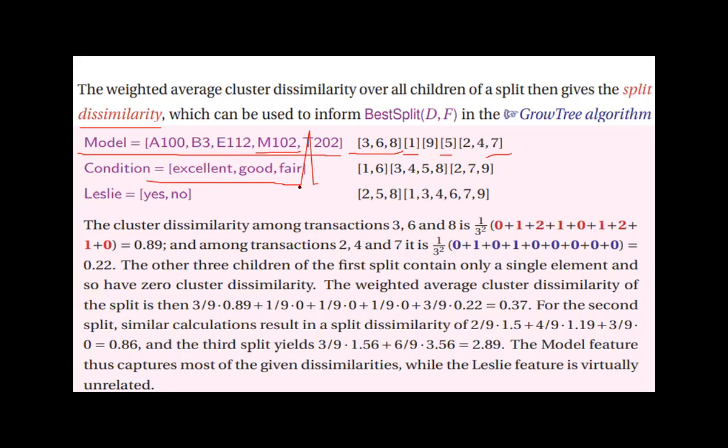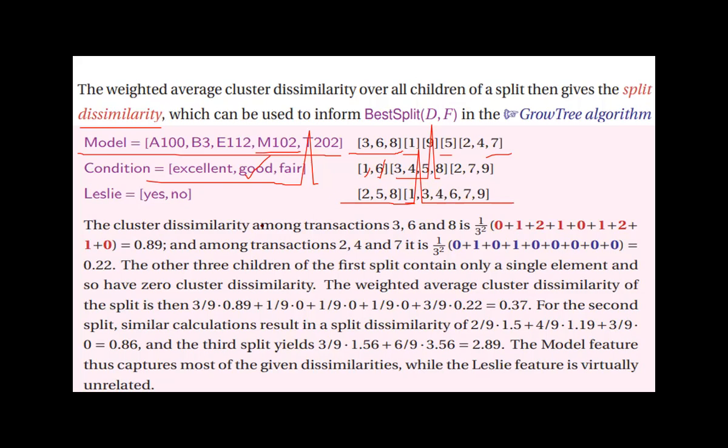Similarly, condition excellent, good, fair. Wherever excellent is there, we are writing 1, 6. That is, first row there is an excellent, sixth row there is an excellent. Similarly, 3, 4, 5, 8 means good: third row is good, fourth row good, fifth row good, eighth row is also good. Second row is fair, seventh row is fair, ninth row is fair. Similarly, yes, no: 2, 5, 8 are having yes. 1, 3, 4, 6, 7, 9 are having no.